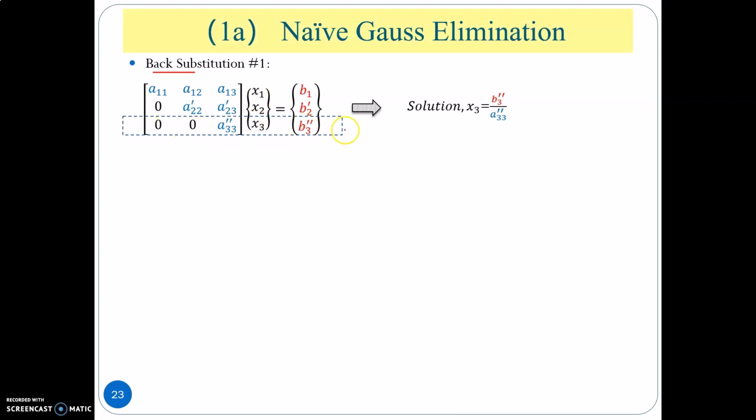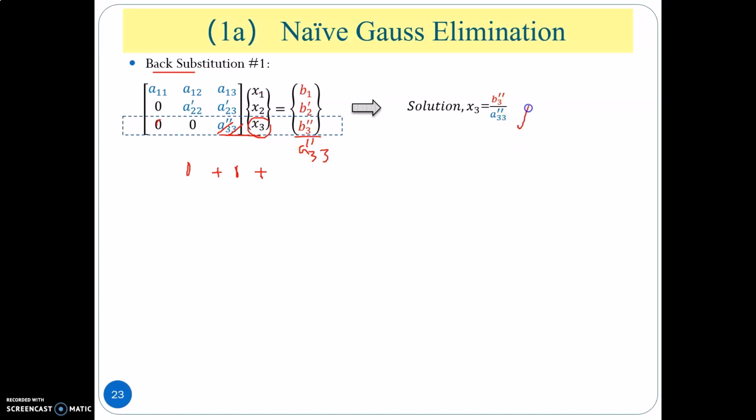By referring to the third equation, since 0 multiplied by this gives 0, plus 0 multiplied by x2 gives 0, plus this term is equal to B3 double prime, you can easily get x3 by dividing B3 double prime by A33 double prime to get this answer.